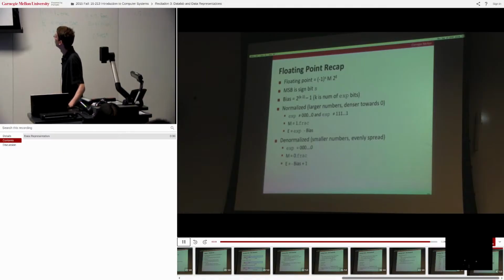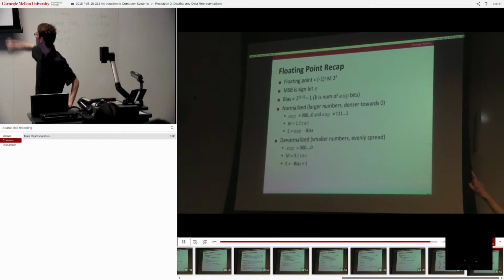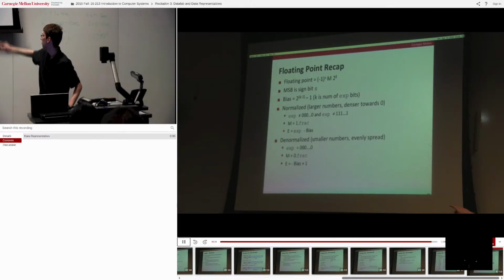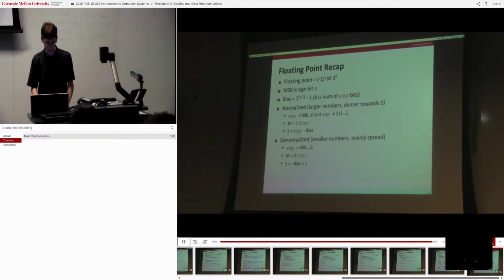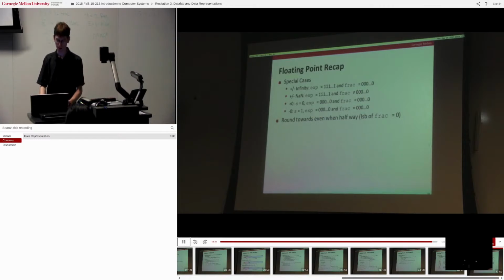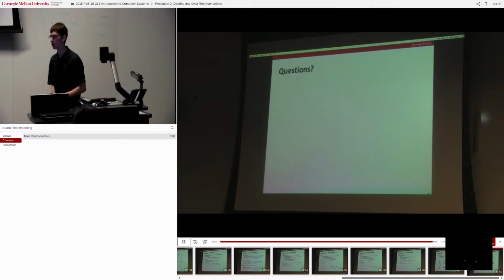OK, so here's a recap of what we talked about. Same stuff I wrote on the board. Formula for floating points. Most significant bit is the sign bit. The bias normalizes when the exponent is not all 0s or not all 1s. Denormalizes when the exponent is all 0s. If the exponent is all 1s, that's one of the special cases. Normalized, we've got 1 point frac and exponent minus bias. Denormalized, we've got 0 point frac and bias plus 1, or negative bias plus 1. And then here are the special cases. You've got plus and minus infinity, not a number. And you've got positive and negative 0. Always round towards 0.